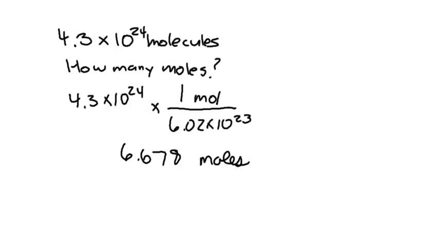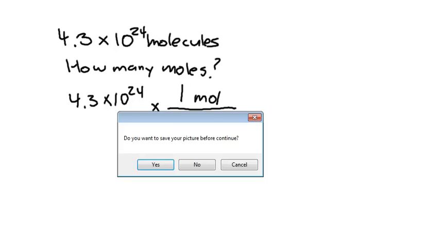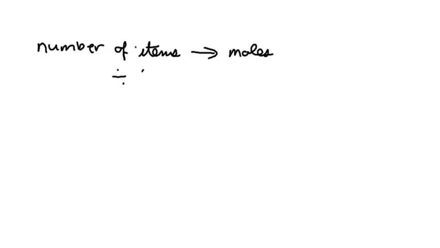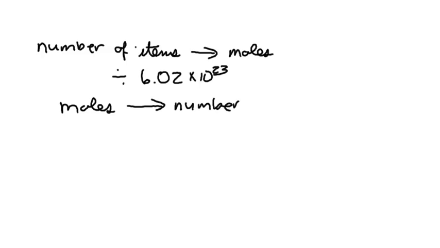Okay, so another way you can think about it, if you just want to have the simple way to think about it, is you can say if you have the number of items, whatever they are, atoms, molecules, and you want to go to moles, then you divide by 6.02 times 10 to the 23rd. If you have moles and you want to go to the number of whatevers, then you multiply by 6.02 times 10 to the 23rd.